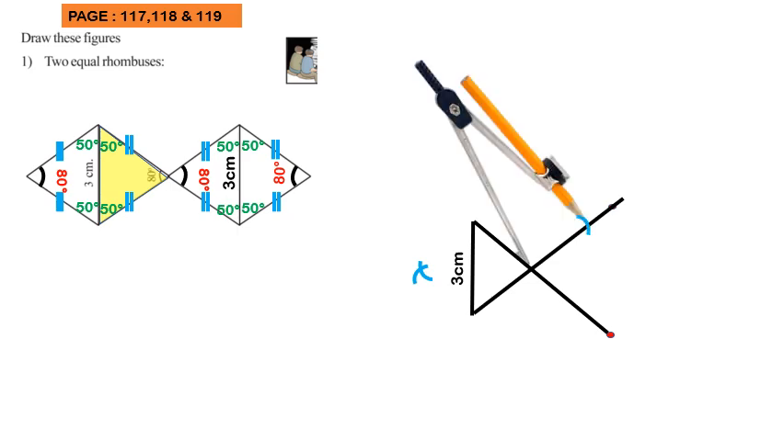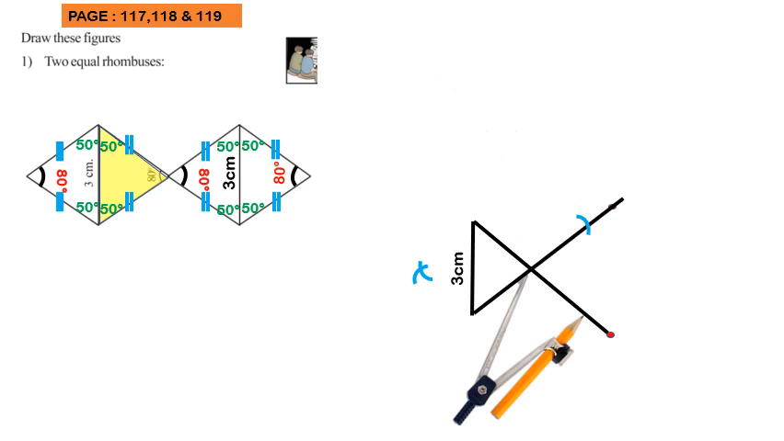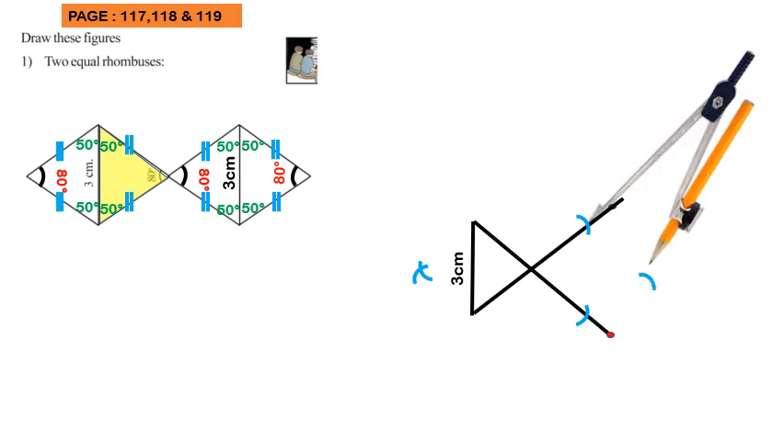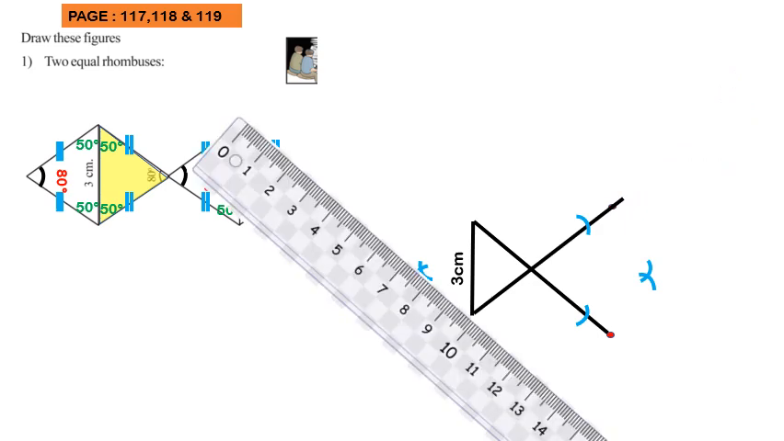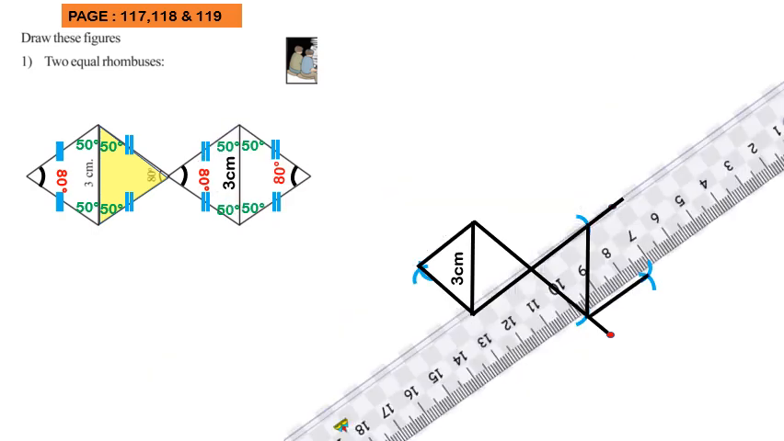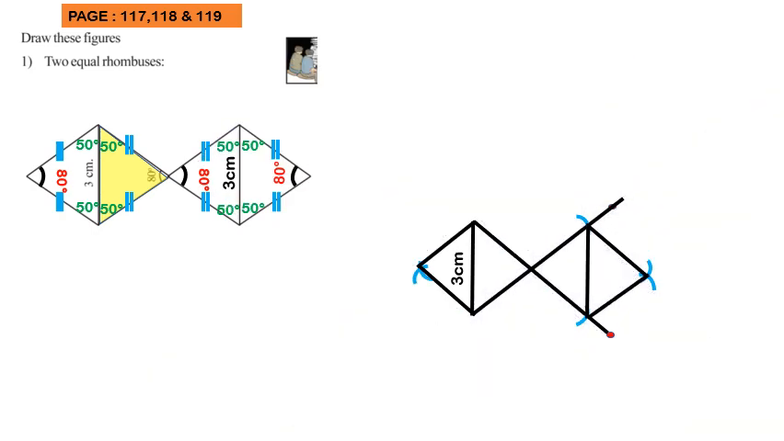Then repeat the same on the slanted lines. Draw arcs on the slanted lines. Then keep these arcs as center and draw another set of arcs to the right side. Here also we get an intersecting point. Then join these intersecting points using a ruler as shown in the figure. Then erase the unwanted parts. We get the two equal rhombuses.